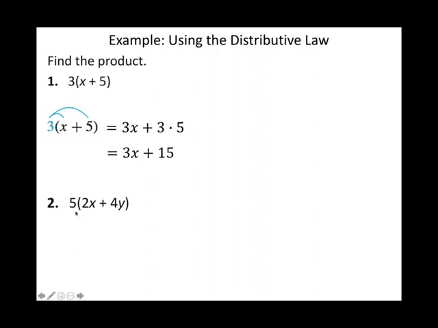Okay, try this one. Distribute the 5 to both of them. So that will be 5 times 2x plus 5 times 4y. Now we're going to multiply it. 5 times 2, you're going to get 10x, plus 5 times 4, that will be equal to 20y here.